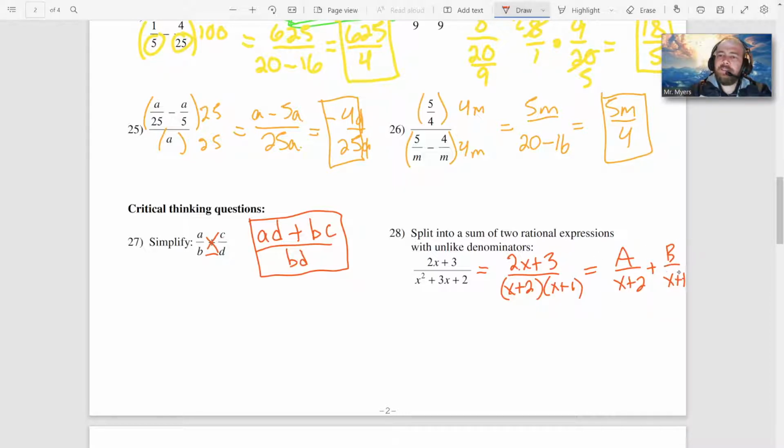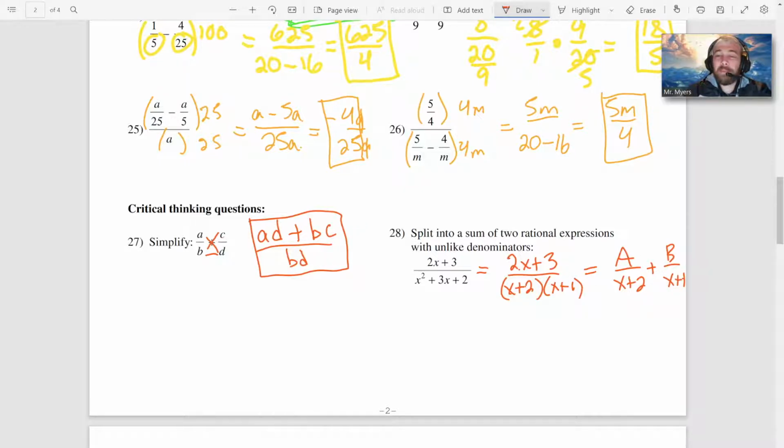So a times the quantity x plus 1 plus b times the quantity x plus 2 must equal 2x plus 3, if we're going to split this fraction up. That's the theory. It's partial fraction decomposition theory. Sounds really fancy. Kind of is, a little bit. But basically it just means that if you can factor the denominator, and it's got multiple factors, multiple things being multiplied, then you should be able to split up your fraction like so, right?